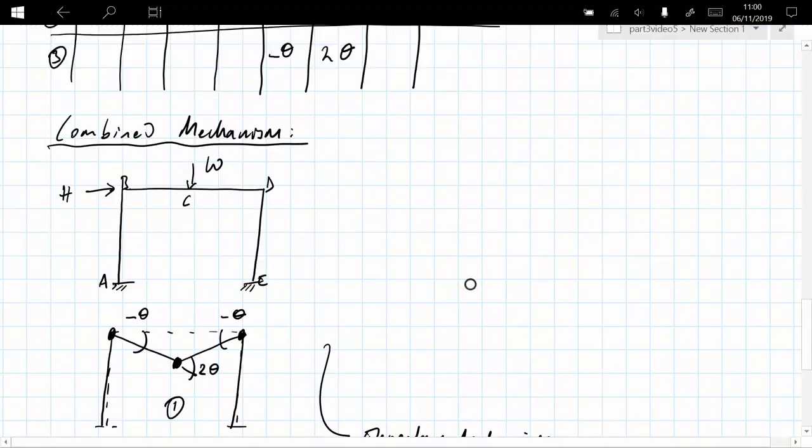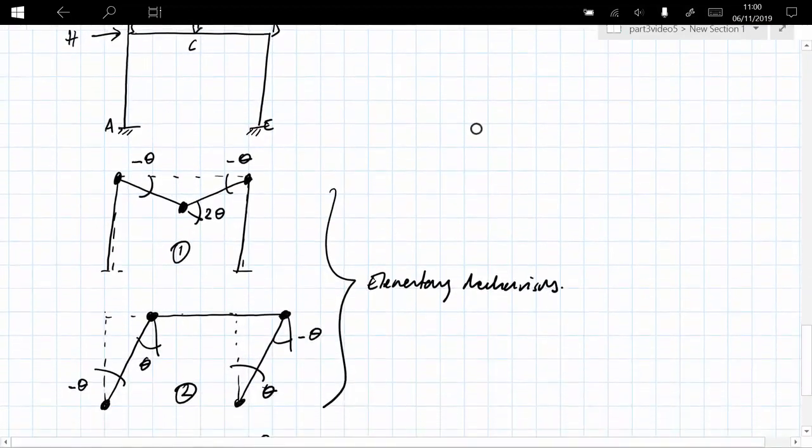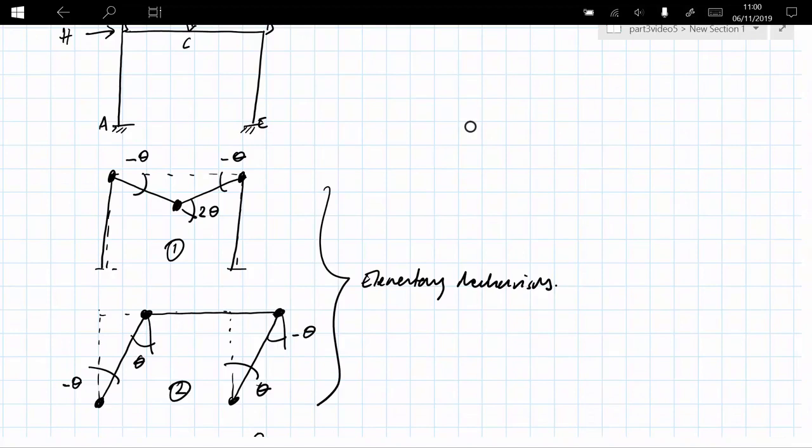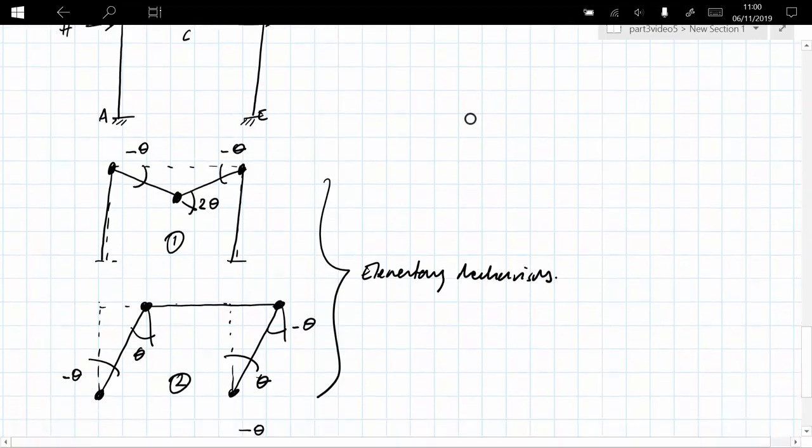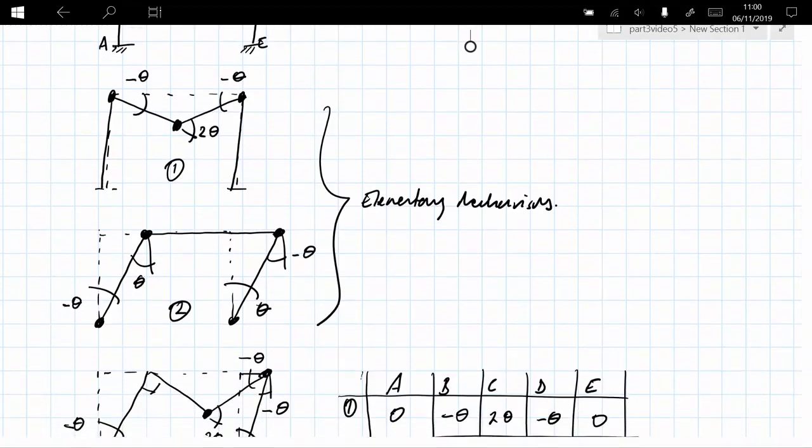To understand combined mechanisms, consider the following portal frame structure. The first mechanism is what we call a beam mechanism, where three plastic hinges form across the top beam. This results in deformation angles minus theta, 2 theta, and minus theta at locations B, C, and D. The next elementary mechanism is what we call a sway mechanism, with deformation angles at plastic hinges at locations A, B, D, and E.